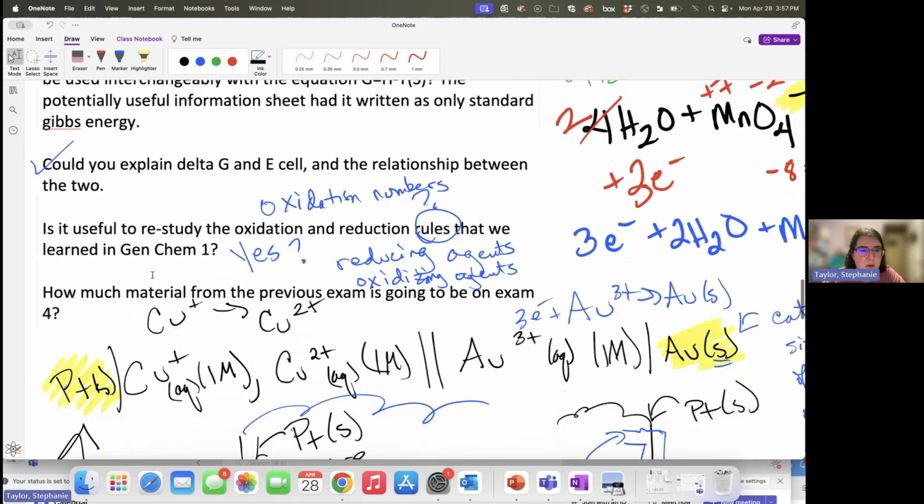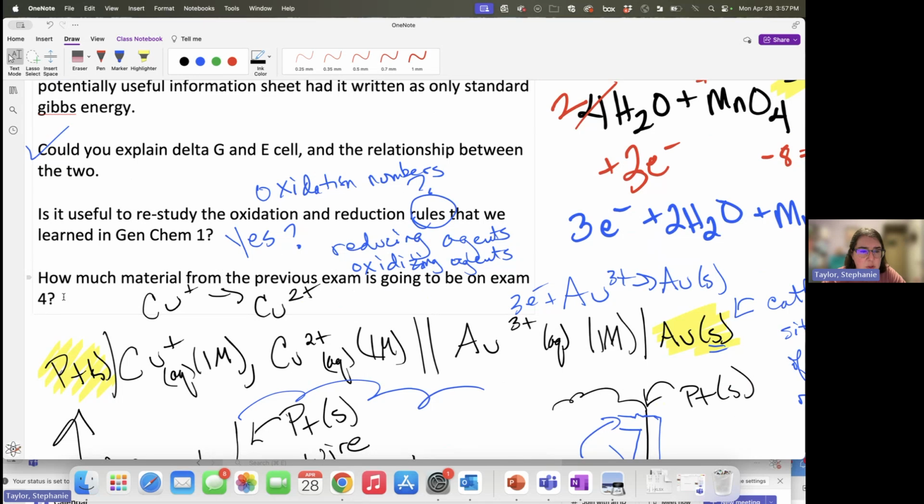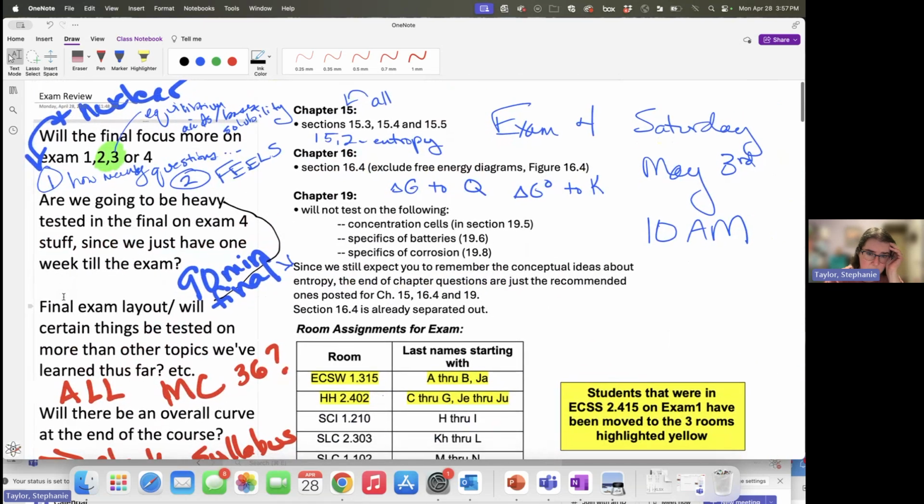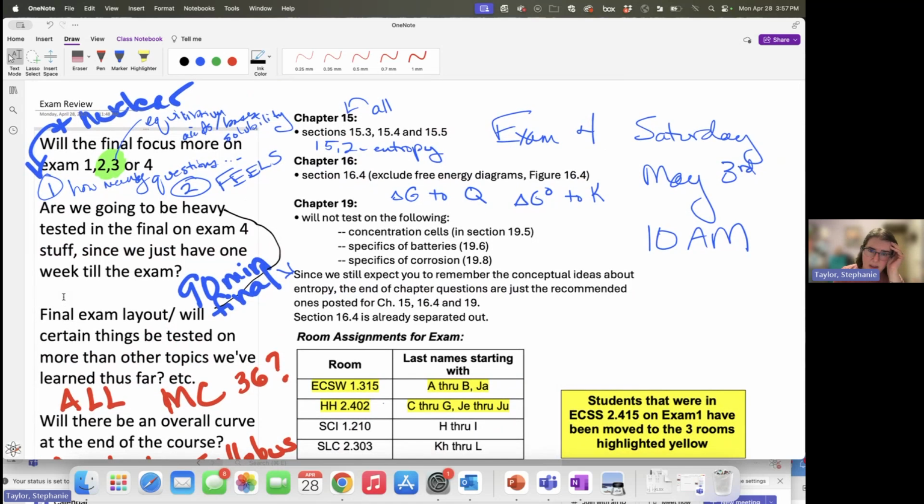I thought there was one more in this set. How much material from the previous exam is going to be on exam 4? I don't think as much as there was from exam 2 to exam 3. This is one where I think there are two main things: entropy, and knowing what entropy is conceptually. That's going to be on there. We did get to review it, but also the day after the exam, which is tricky.